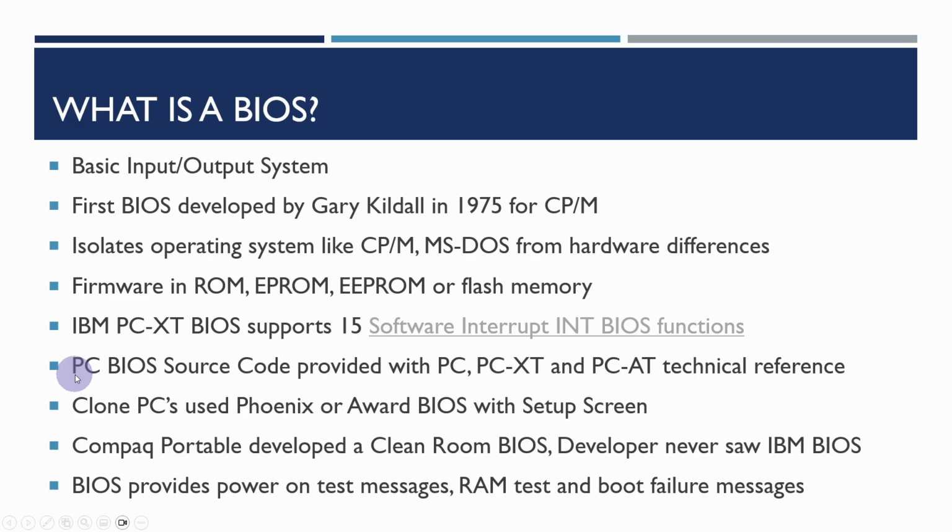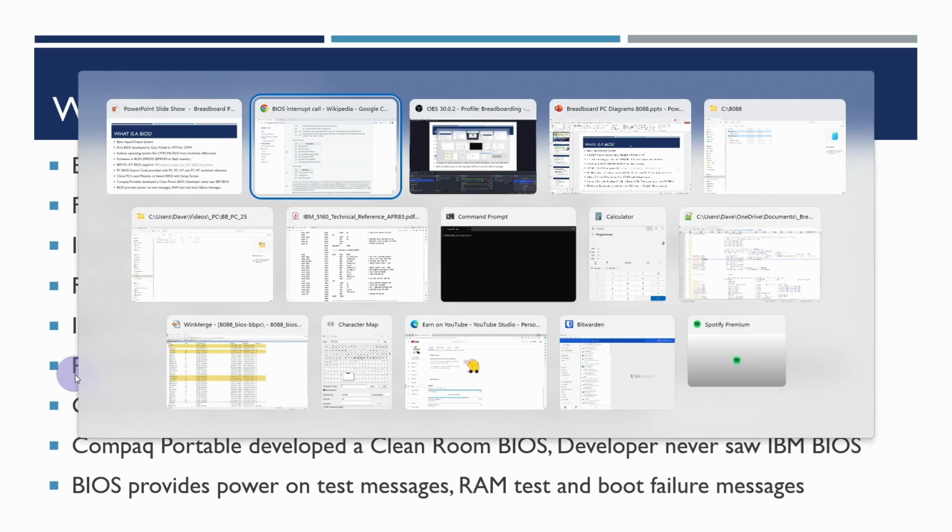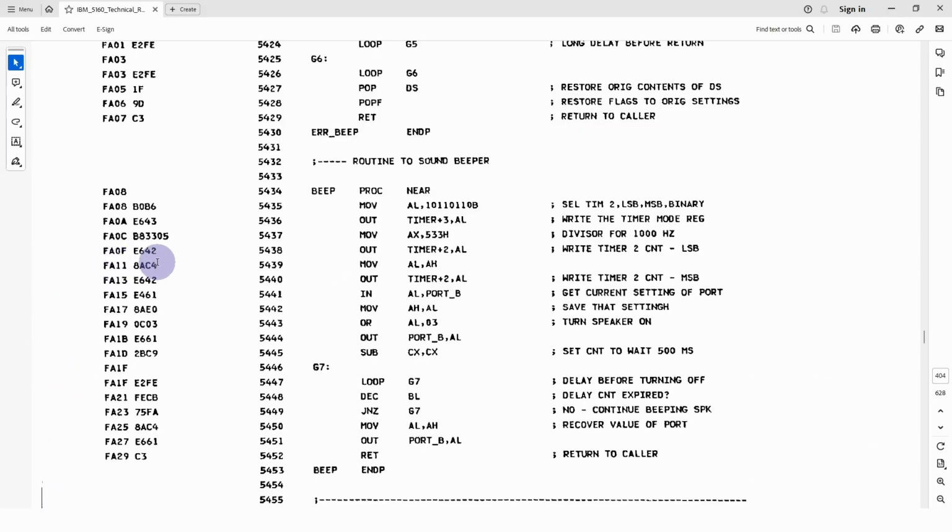So PC BIOS source code was actually provided with the original PC, the PC XT and the PC AT technical references. So if you look at the PC XT that we've been working off, there's probably about 60, 70, 80 pages of BIOS source listing, and there are some sites where you can download this source code and build it using the Microsoft assembler MASM. We won't be using MASM, we're using NASM. It's a little bit simpler, but this is the code, for example, to do the sound beeps out to the timer.